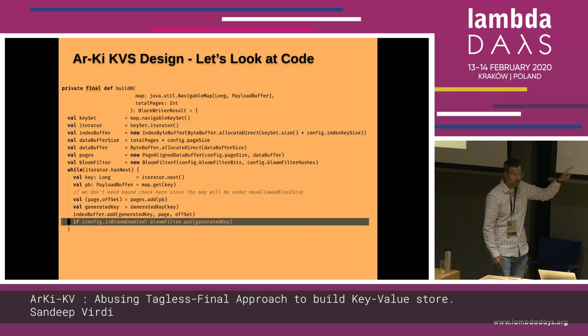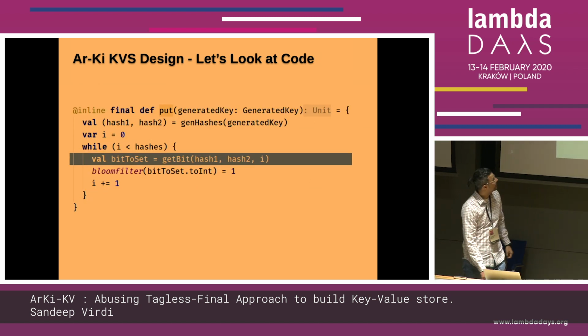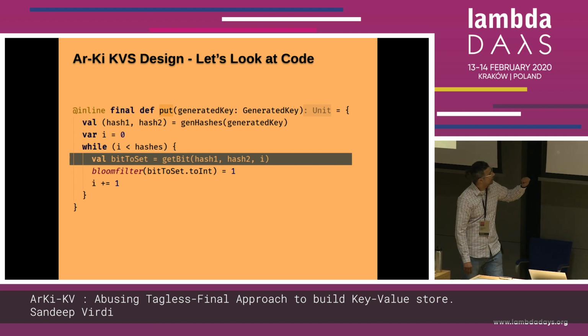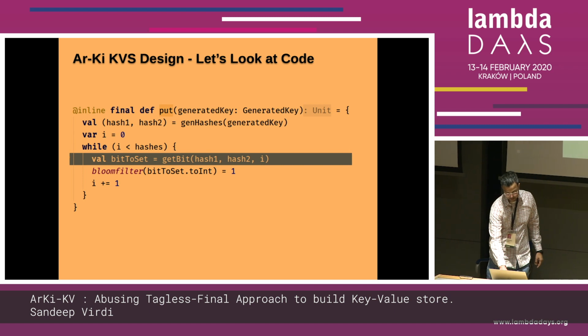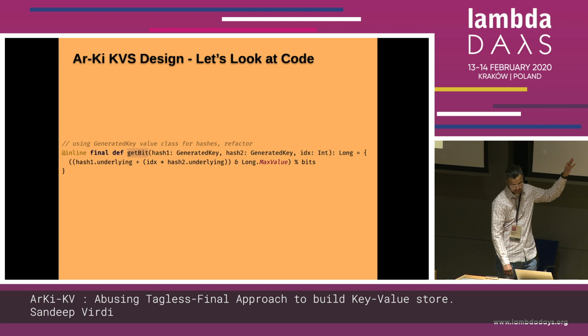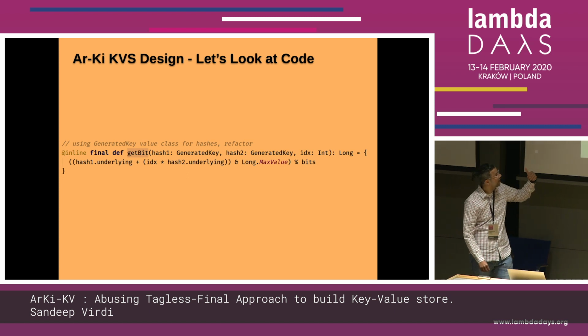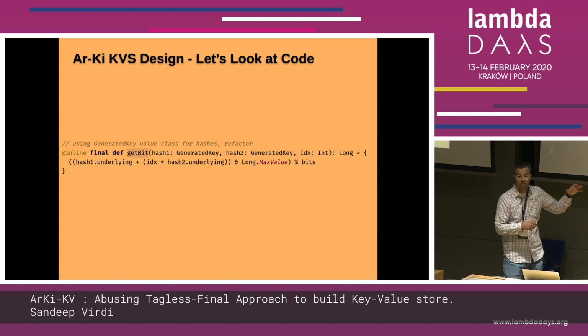So let's look at the put on the Bloom filter. This is the implementation for put. But there's an interesting bit here called GetBit. Let's look at its implementation. The implementation for GetBit actually takes 2 hashes and a counter. And this counter is the K hash counter from the Bloom filter slides that we saw earlier. So this is the number of hashes that you need for your Bloom filter.